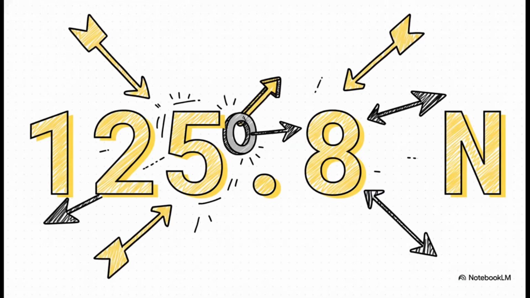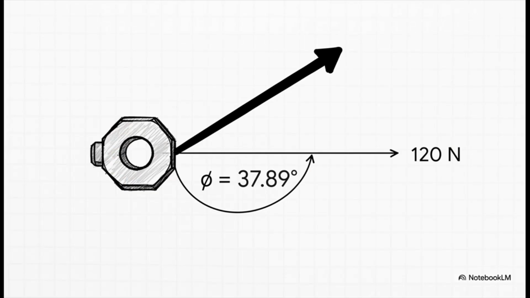And boom, there's our answer for the magnitude. The combined effect of those two different pulls is one single pull of 125.8 newtons. That is the total force this eye bolt is actually experiencing. But wait, we're not quite done. We know how strong the pull is, but we also need its direction. So we use our second formula to find the angle theta.